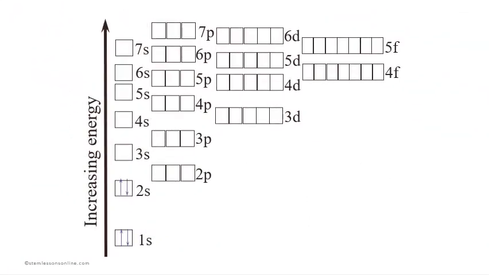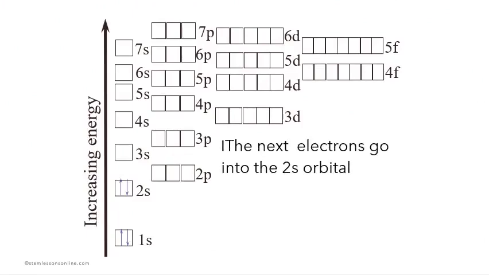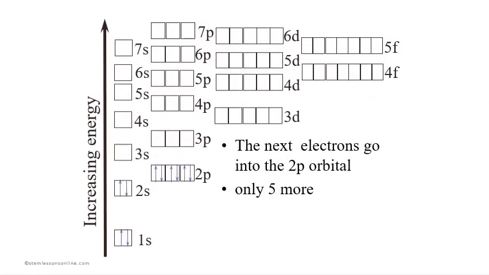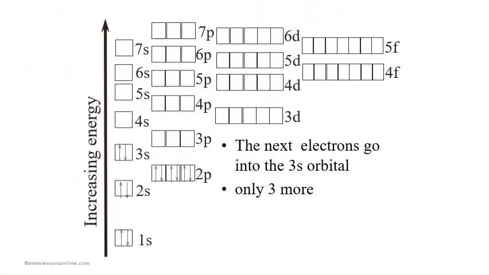So the next 2 electrons go in the 2s orbital. 11 more left now, okay? Where are they going? Can you guess? Yes, in 2p, right? The next electrons go into 2px, then 2py, and then 2pz. So how many more left? Only 5 more left. Of the 5, 2 go into 3s, and then only 3 more left.